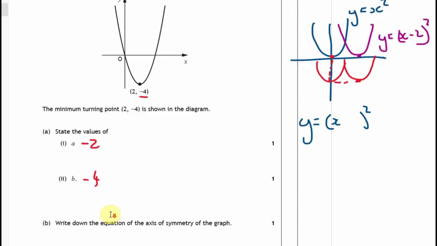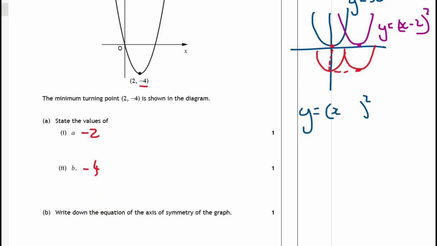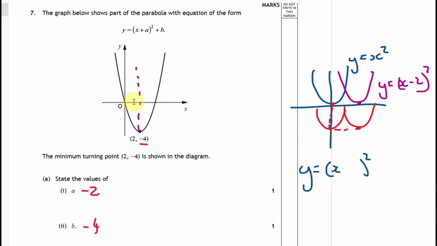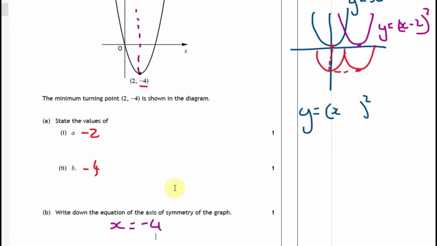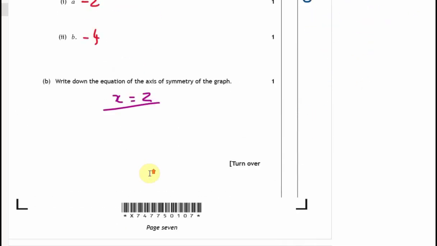And the axis of symmetry is dead straightforward. Where is it symmetrical? Well, symmetrical up this line here, isn't it? So what is that? Well, that's just x equals -4. Sorry, not x is -4. Oh, sorry, I'm rushing because I can see my time is running out. X is equal to 2. That's the axis of symmetry. Make sure you write x is equal to 2. Just writing 2 is not enough. It has to be x is equal to 2. And that's the end of that.